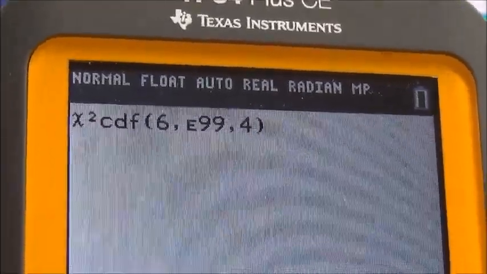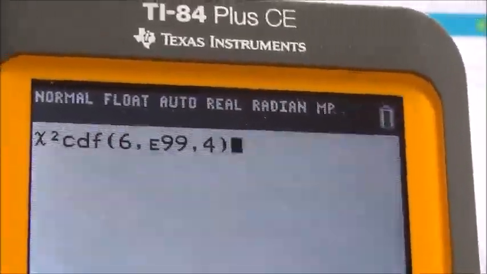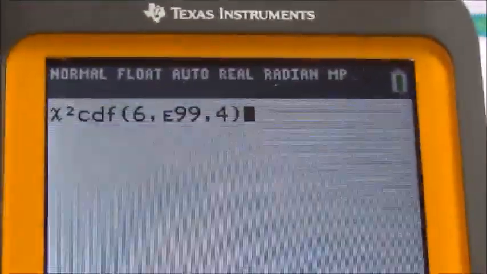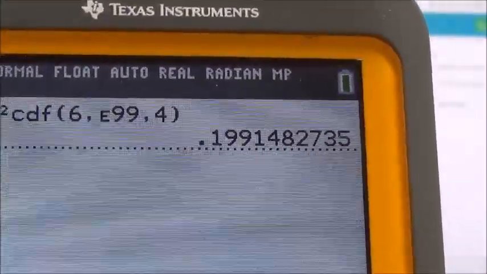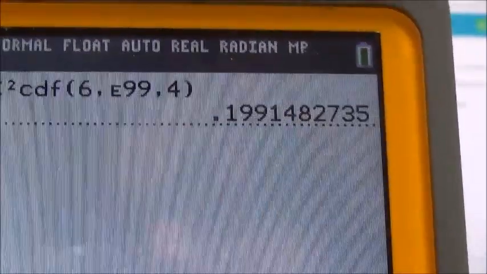Paste that into the chi-squared CDF. 6 to infinity with the degree of freedom of 4. To 3 decimal places, that gives me 0.199.